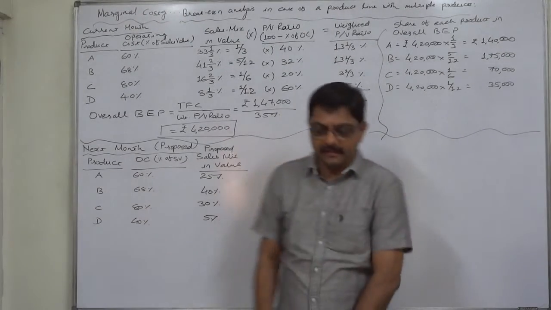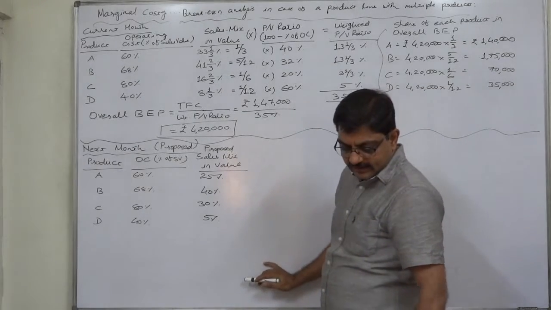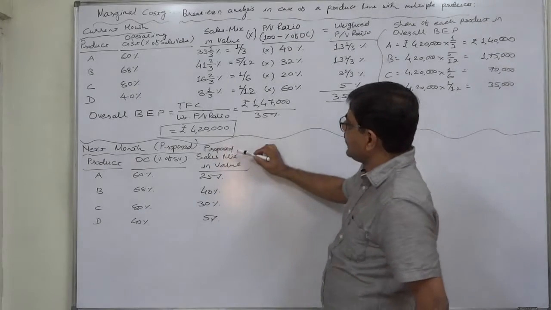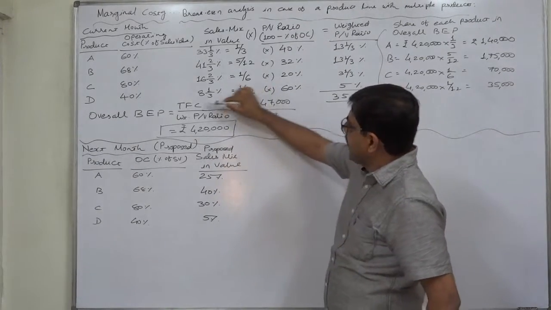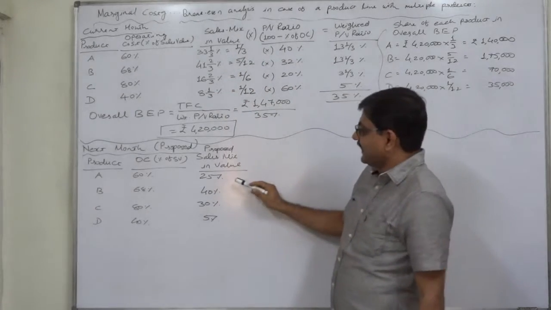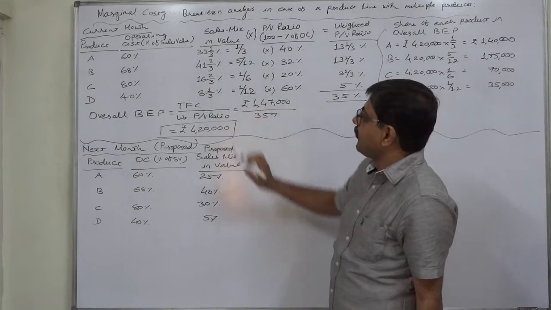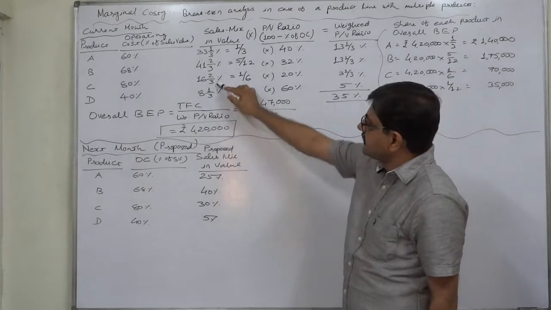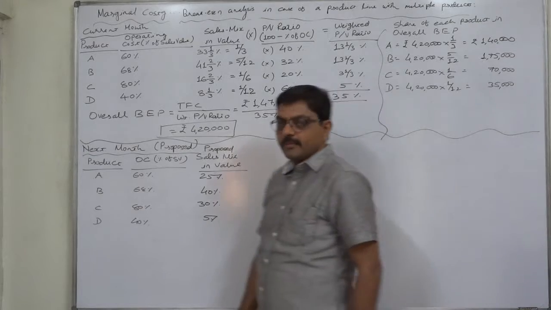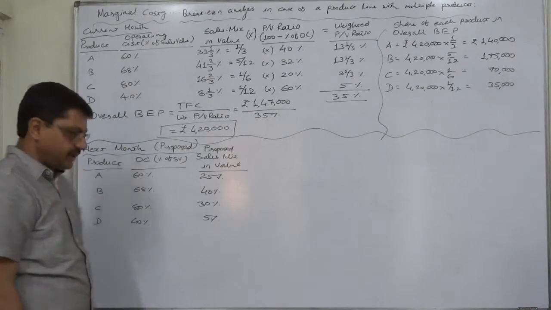Hello friends, welcome back. The second part of the same problem. It is given that in the next month the company proposes to change the sales mix from this type of clumsy figures to this type of modern figures. A 25% against 33 and 1/3, B 40% against 41 and 2/3, C 30% against 16 and 2/3, and D 5% against 8 and 1/3%. Then what should be the revised break-even point?